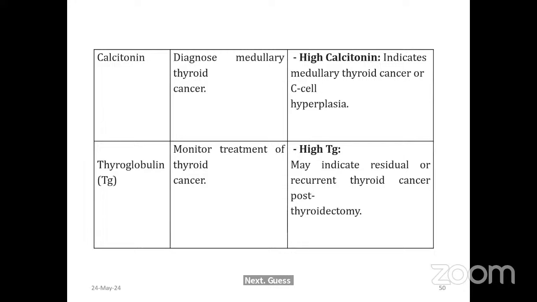Calcitonin is also used to diagnose medullary thyroid cancer. So a high level of calcitonin indicates medullary thyroid cancer or C-cell hyperplasia, and thyroglobulin level is used to monitor the treatment of thyroid cancer. So a high level of thyroglobulin indicates residual or recurrent thyroid cancer or post-thyroidectomy. Next.